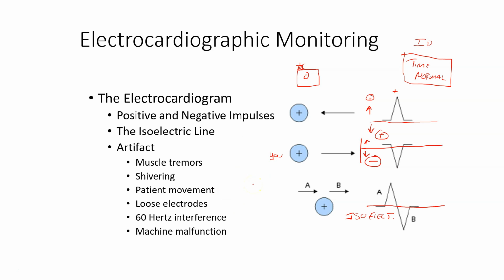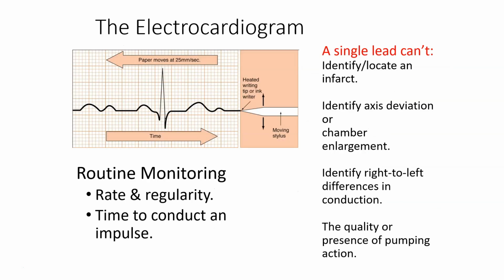Some problems that we may have when we are checking people or looking at their EKGs: we can have muscle tremors. They can start shivering. Patients are going to move. They can end up with a loose electrode. Those electrodes usually are going to be the stickers that you're putting on people. The leads are the wires. The electrodes are the stickers that you put on somebody. The 60 hertz interference is something that you would most likely get from things such as lighting or computers. And of course, we can always run into a machine malfunction. Those are all problems that we can run into.